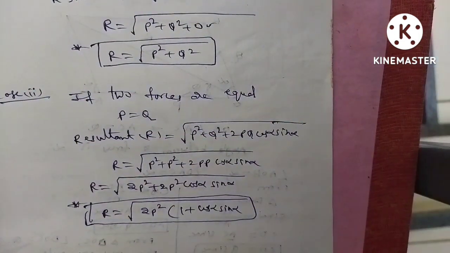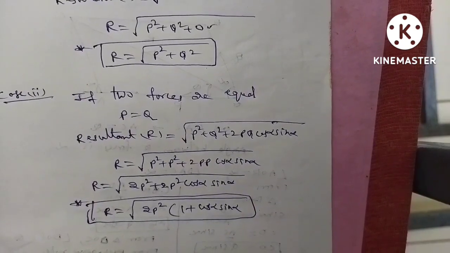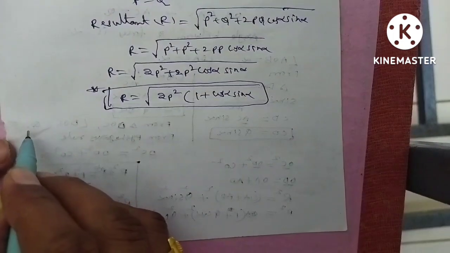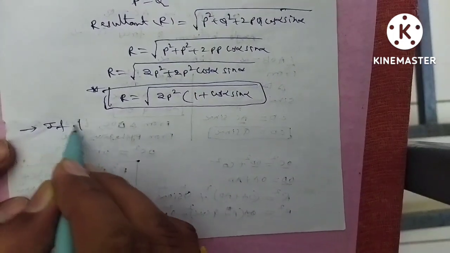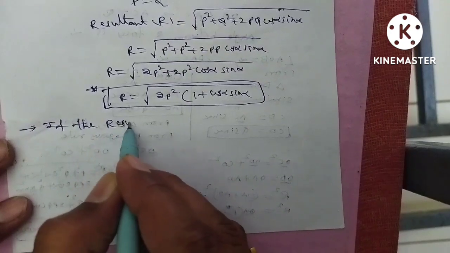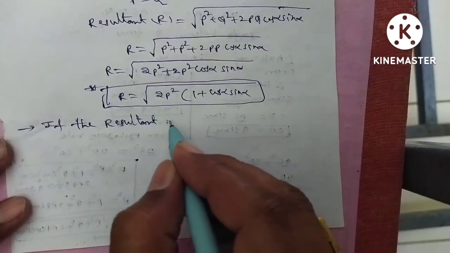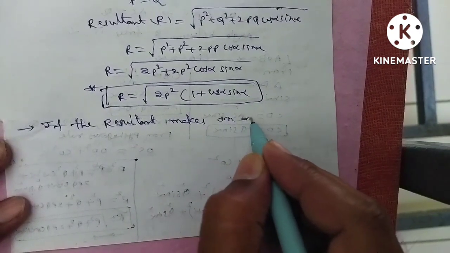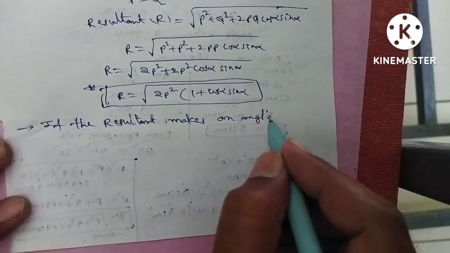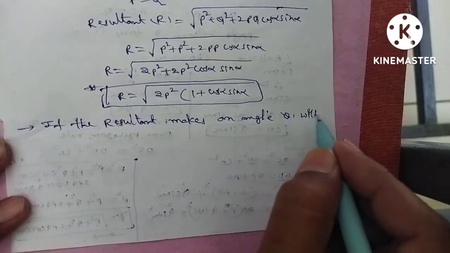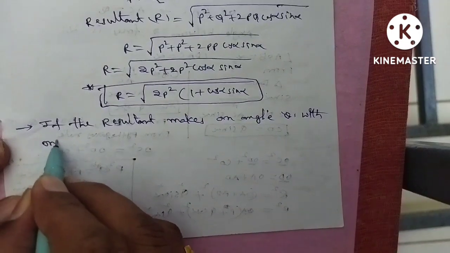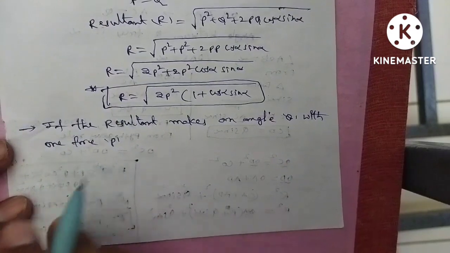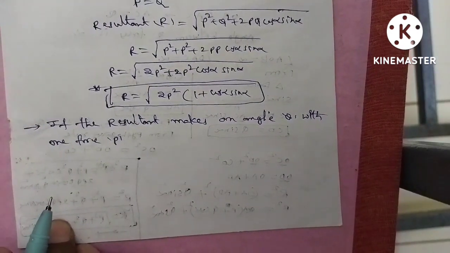Okay. So now we will see the angle theta, that is the angle made by the resultant with the horizontal, or one of the forces, horizontal force P. So if the resultant makes an angle theta with one force P, that is the horizontal force, what is the theta value? The theta value you have to determine.